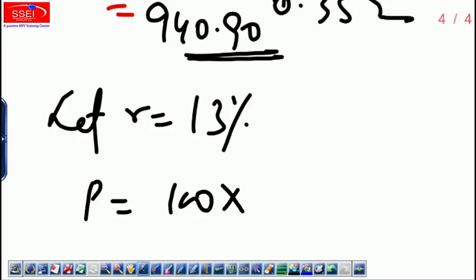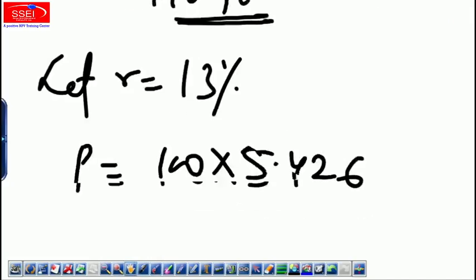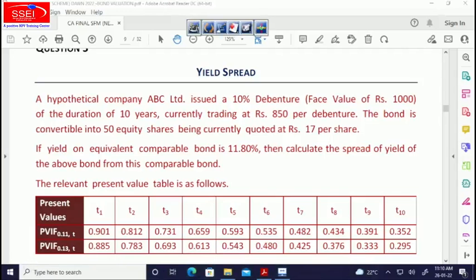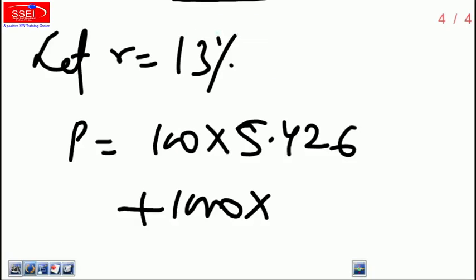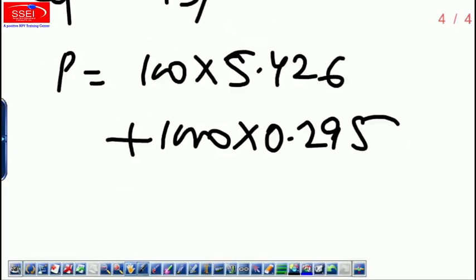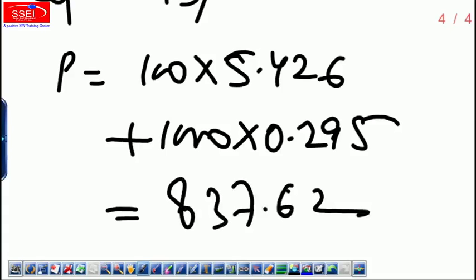Annuity factor at 13% is 5.426. And the discounting factor was given in the question. The discounting factor was 0.295. So we have to do 100 into 5.426 plus 1000 into 0.295. It is 837.62. Okay, I forgot to calculate the NPV above.